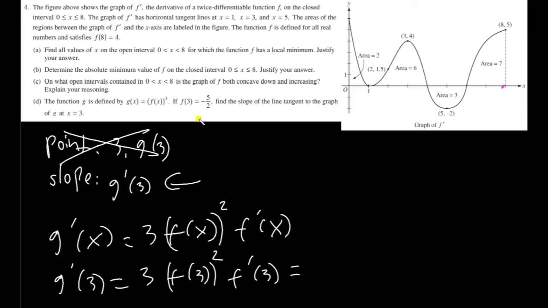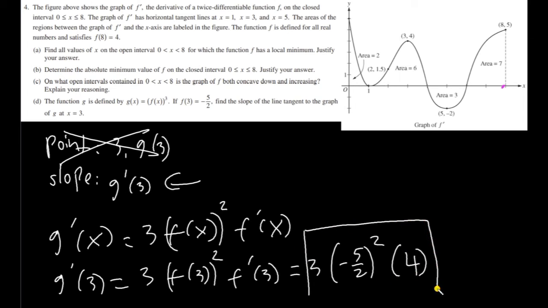Okay, what's f of 3? Well, f of 3 is negative 5 halves. So just 3 times negative 5 halves squared times f prime of 3. What's f prime of 3? Well, if we go here, 1, 2, 3 for x, f prime of 3 is 4, right? Because of the graph of f prime. So f prime of 3 is 4. So this is g prime of 3. You don't really have to simplify that.